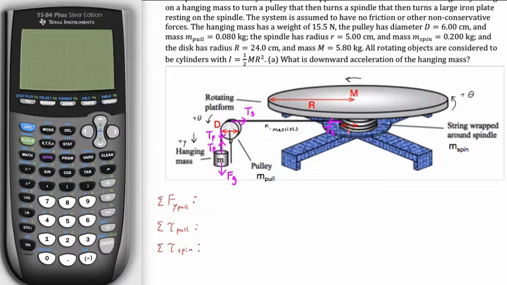So we have Fg minus Tp equals Ma, and positive Ma because it's moving in the positive y direction, which we defined as downwards. Okay, then the sum of torques on the pulley: Tp creates a positive torque, so that would be Tp times d over 2, and then times sine of 90 degrees, which is just 1.